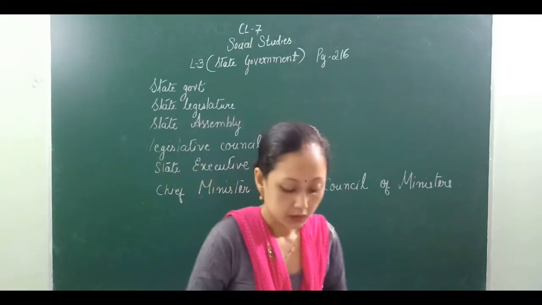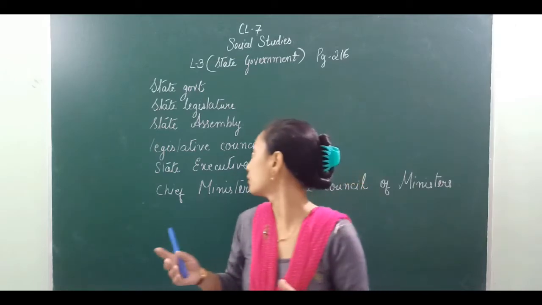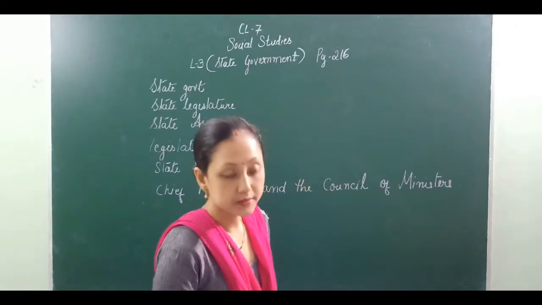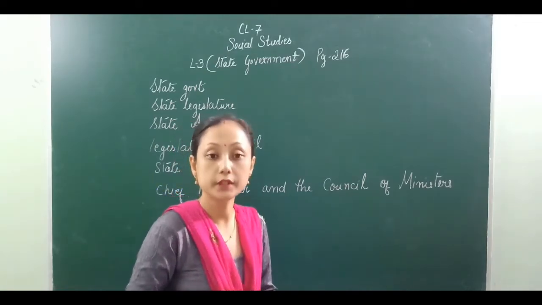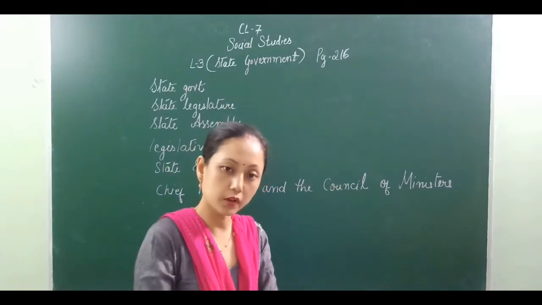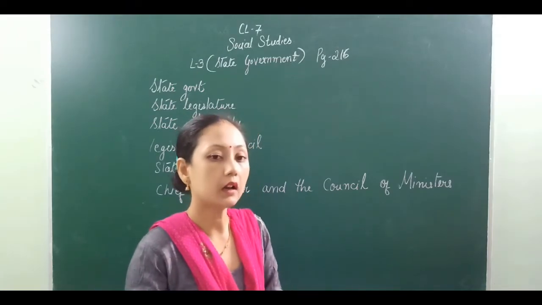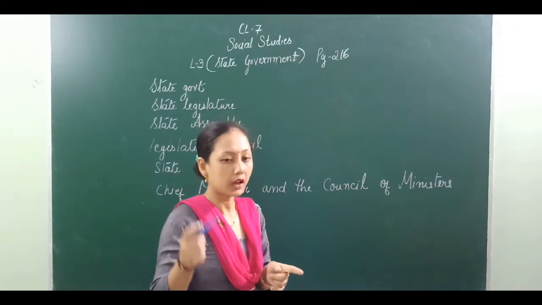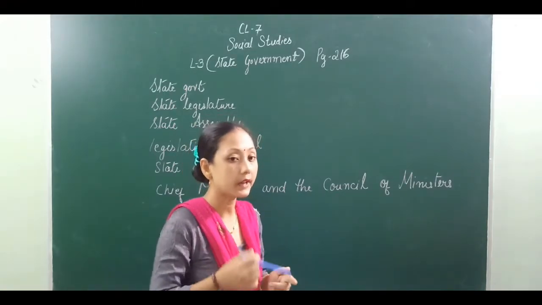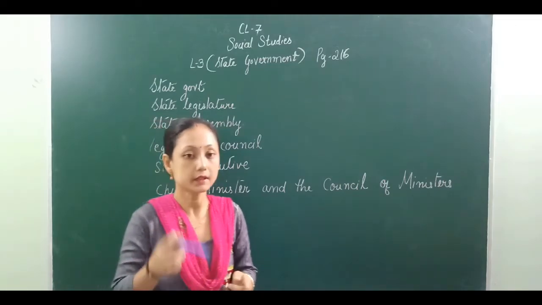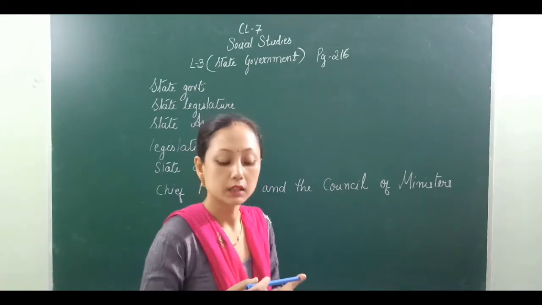Now here, let's see about the division of powers in the country. Division of powers is divided into three types. What are those lists? Number one is the union list, means all in one country. Another one is the state list. And the last but not the least is the concurrent list. In the concurrent list, neither the central nor the state alone is responsible for it. Both of them work together.